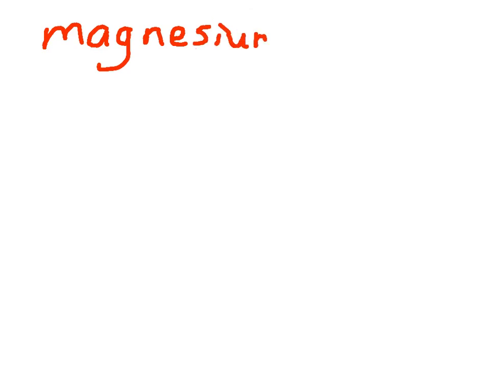How about magnesium nitride? Okay, so you're going to have to decide what kind of compound this is. How will you know that this is an ionic compound? So it has a metal with a nonmetal. That's your clue that this is an ionic compound.